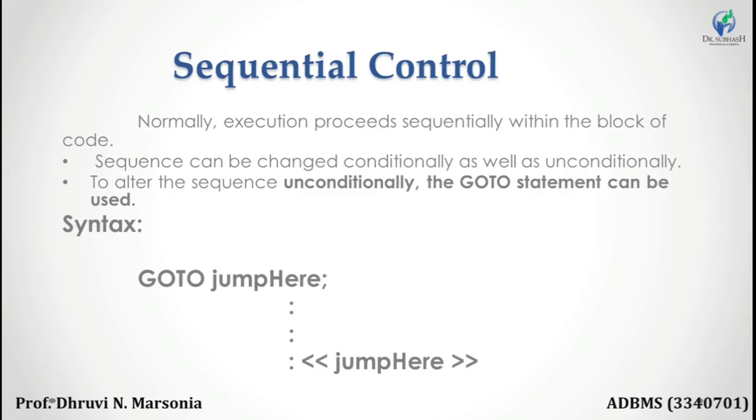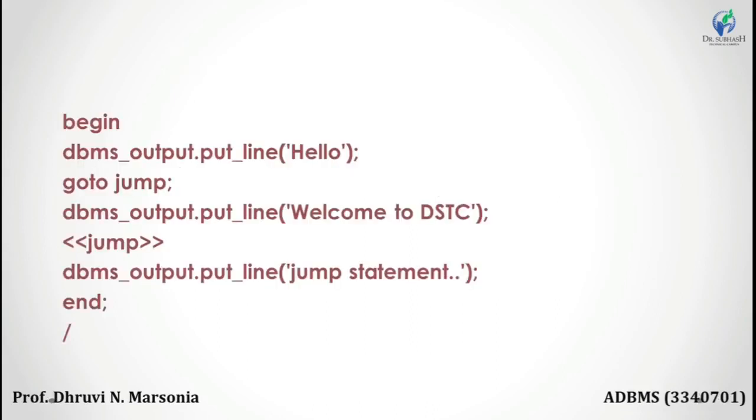There is the statement go to, jump here, again chord, and last one jump here. Let us see the example. Begin, dbms underscore output dot put underscore line hello. After that I write go to jump, dbms underscore output dot put underscore line welcome to dstc, jump, dbms underscore output dot put underscore line jump statement, end.